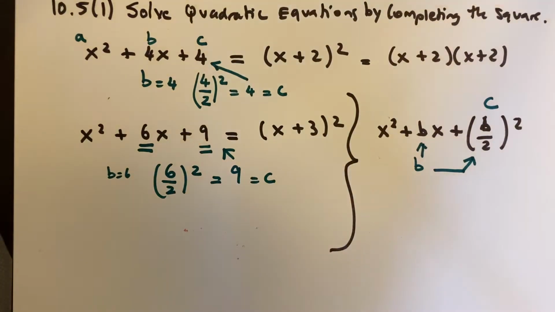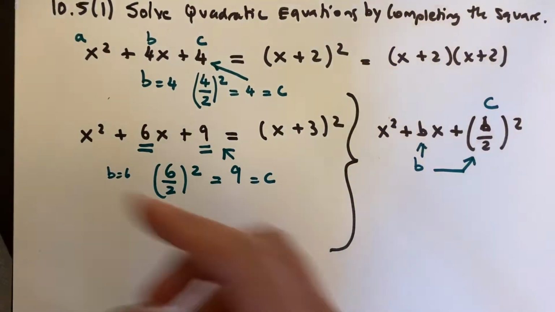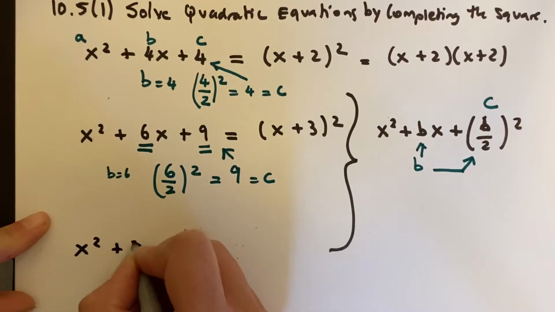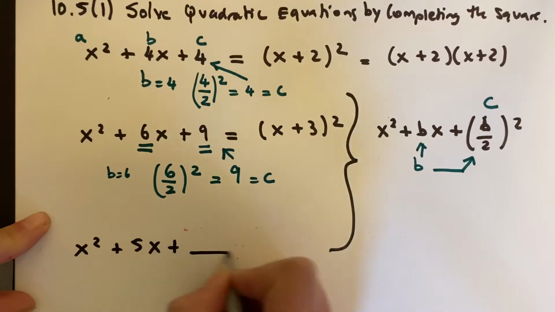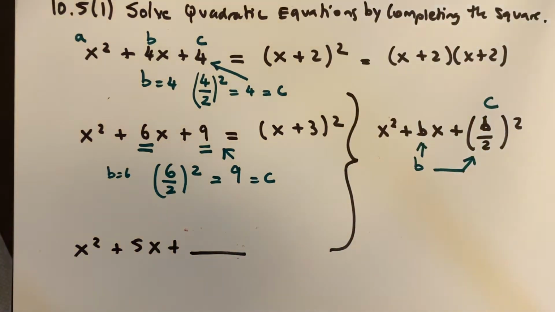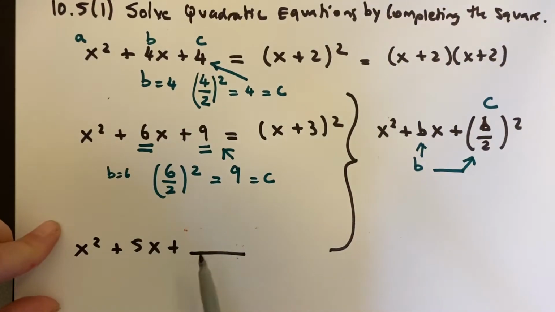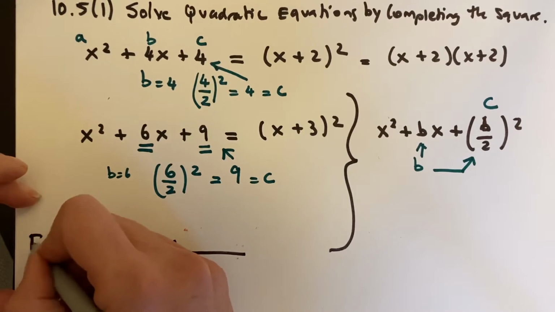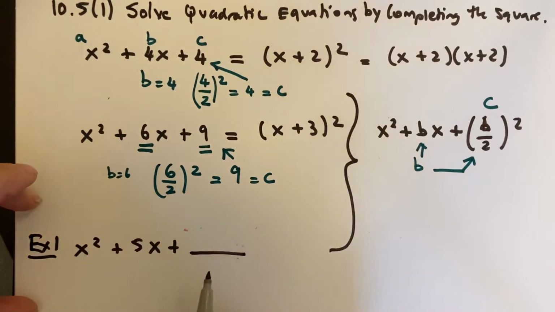In fact, before I go any further, let's just practice that piece to make it easy. So example 1 is going to throw out something you've not seen before. x squared plus 5x plus, and they're going to tell you we need to find what this number is that would make it a perfect square. Okay, let me just title this so you know what I'm doing. This is example 1. What number here is going to make this into a perfect square trinomial?